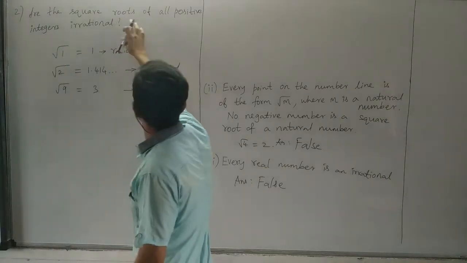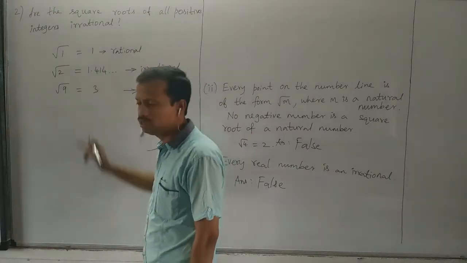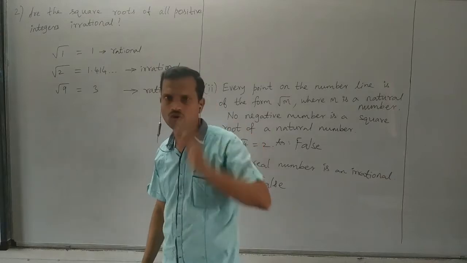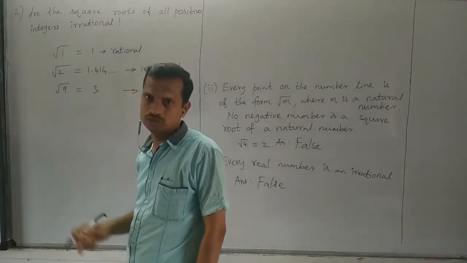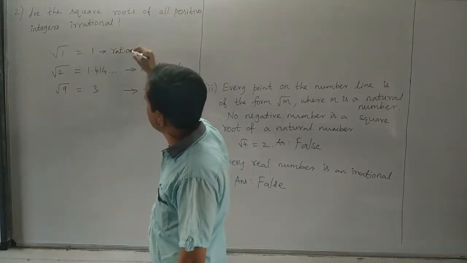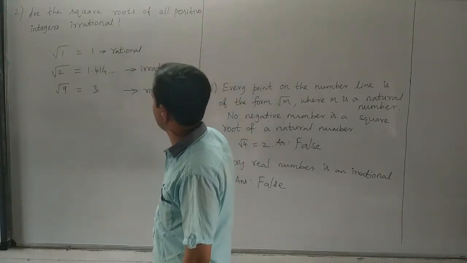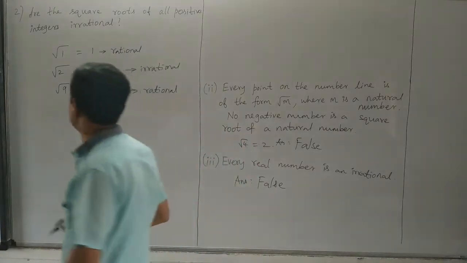So, square root of all positive integers. All positive integers means 1, 2, 3, etc. All the positive integers. Irrational, it is given in the question. You have to say yes or no. Here, rational. Here, irrational. Here, rational. Therefore, no. Answer is no.